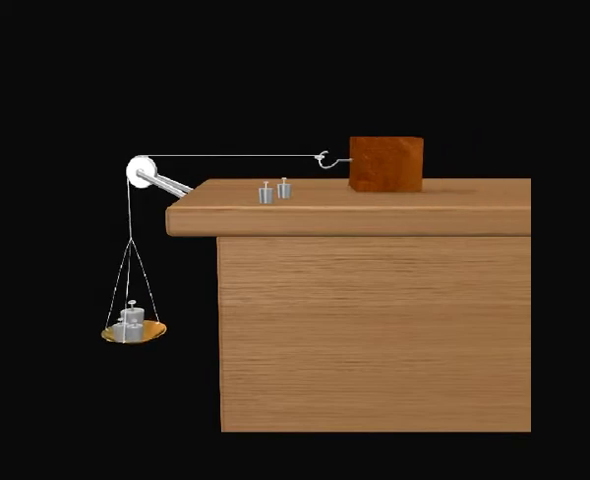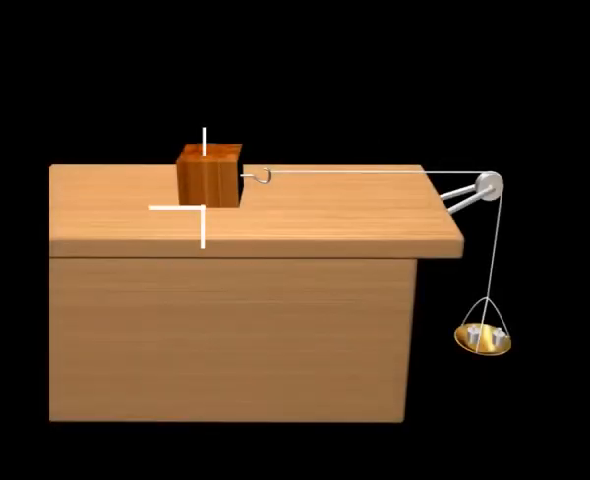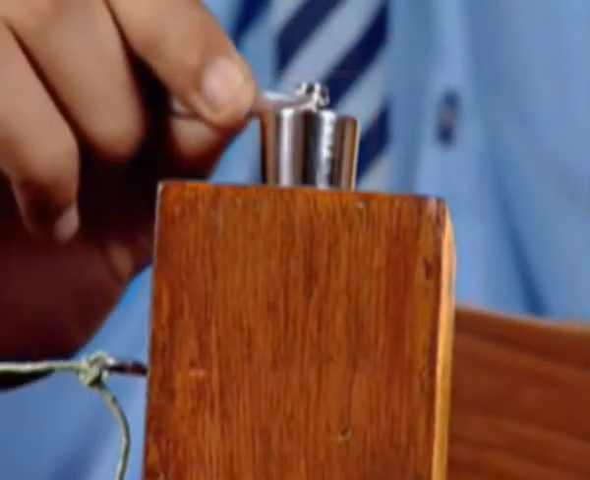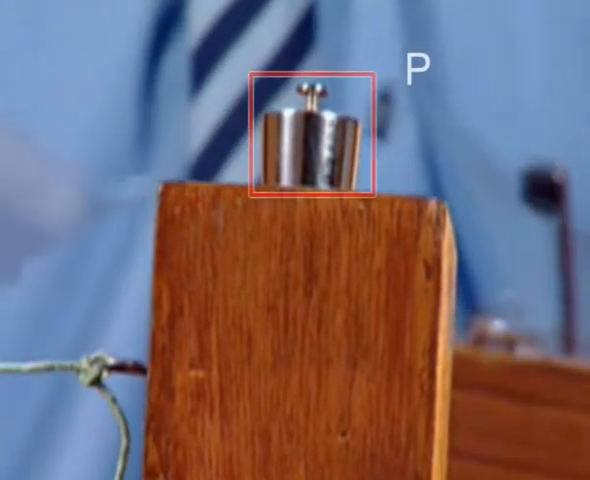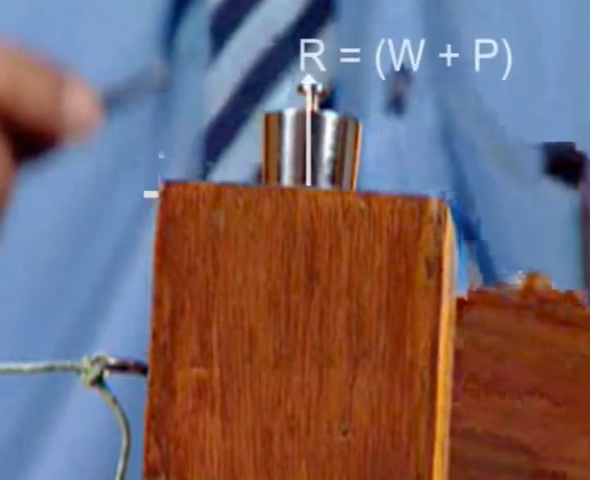The weight of the pan and weights in the pan, when combined together, give the force of limiting friction. The normal reaction R is given by the weight of the block W. Now place a known weight P on the block so that normal reaction R now becomes equal to W plus P.